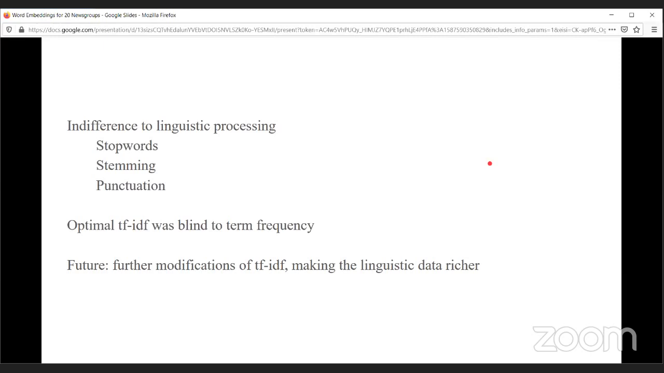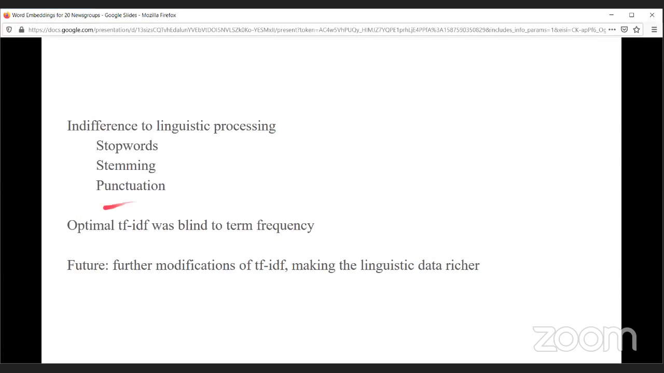Probably the most interesting thing was the indifference to linguistic processing. I can rationalize that in the case of maybe why stop words wouldn't be important to the TF-IDF. The IDF already has a built-in mechanism to make sure that very common words don't become disproportionately weighted. So removing those words or not removing those words, probably the only thing we're going to get is improvement in runtime. When I removed punctuation, my results decreased significantly, which I'm not quite sure why.